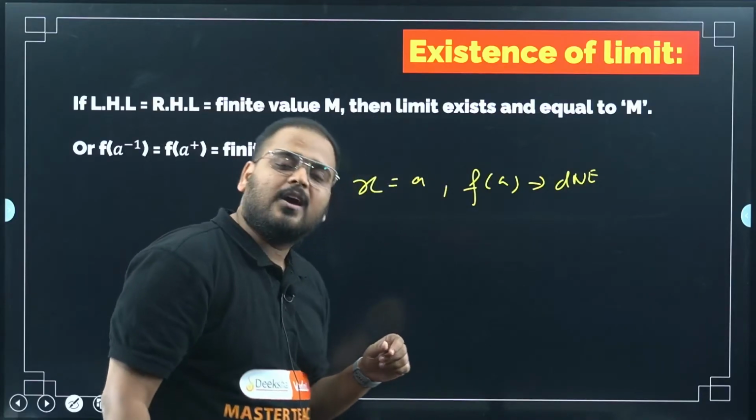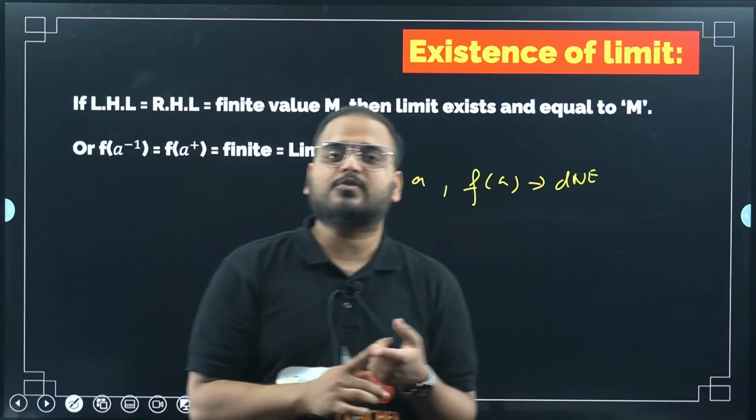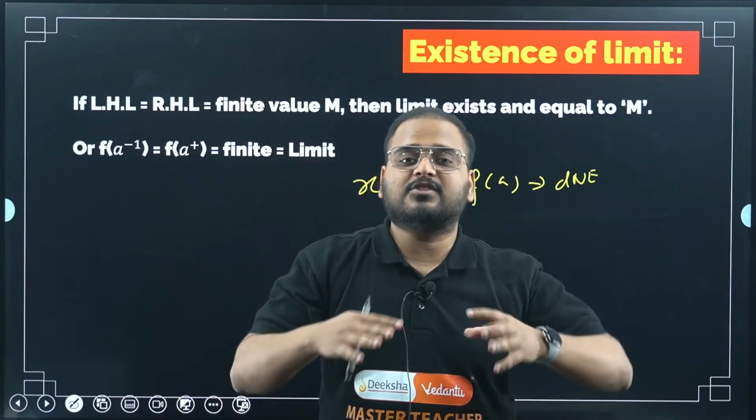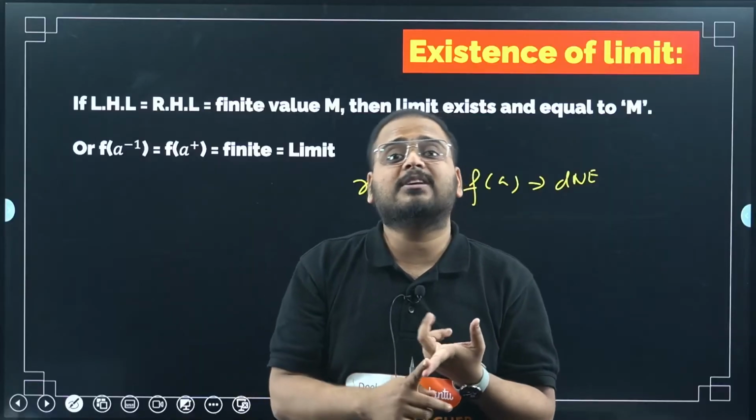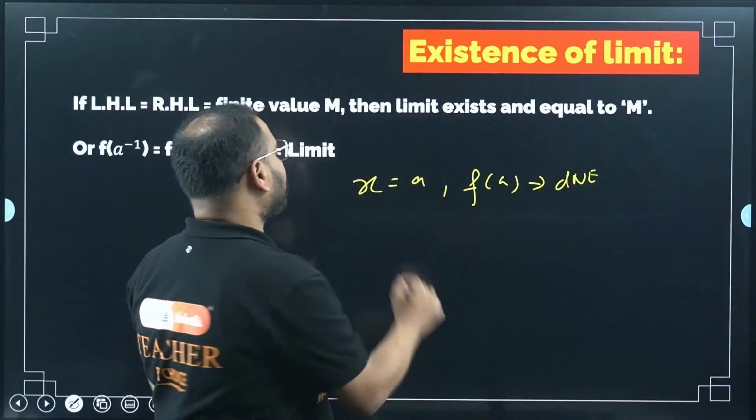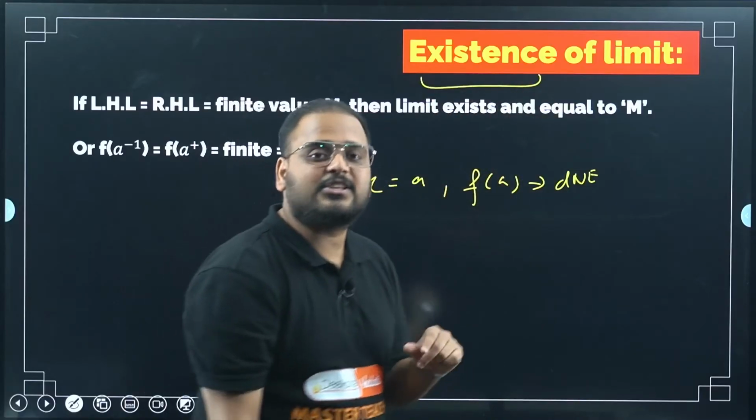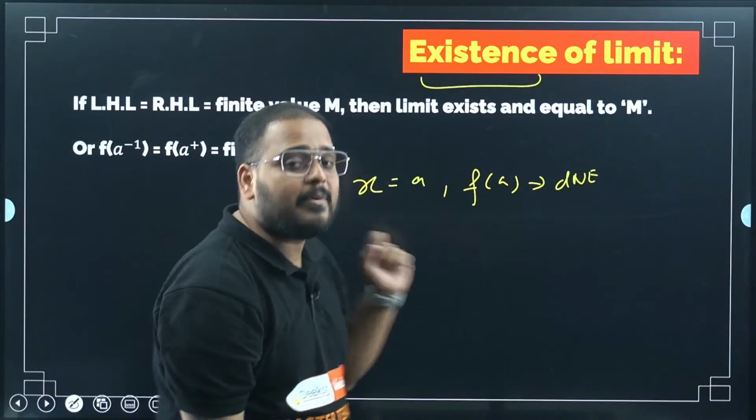Sir, can we say if the function at x equals a is not defined, then the limit will always be defined? Not necessarily. Whether the function is defined or not defined, we cannot say the limit is always defined. So when can we say the limit is defined? That will be understood from the existence of the limit.